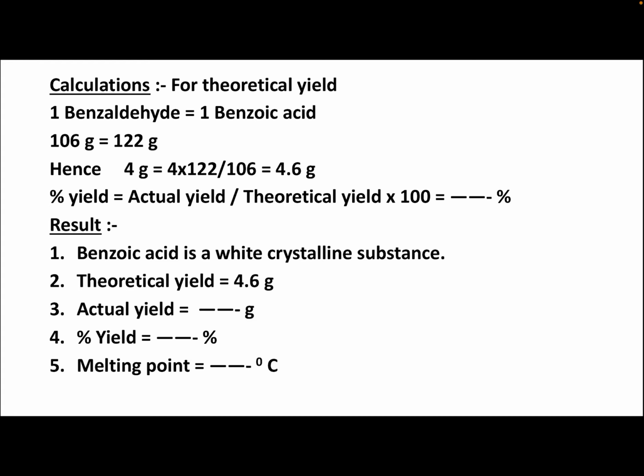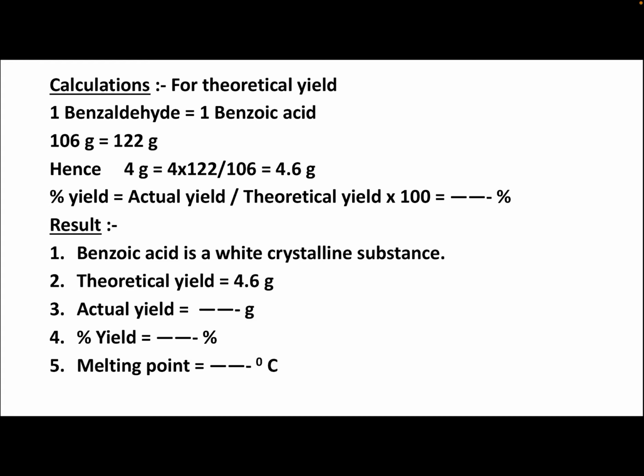Calculations for theoretical yield. 1 benzaldehyde is equal to 1 benzoic acid. 106 gram is equal to 122 gram. You have taken 4 grams, so 4 gram is equal to 4 into 122 divided by 106, which is equal to 4.6 gram. Percentage yield is equal to actual yield divided by theoretical yield into 100, dash percentage.